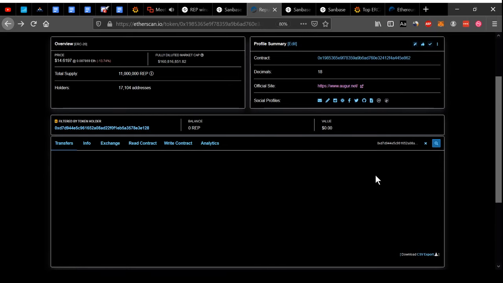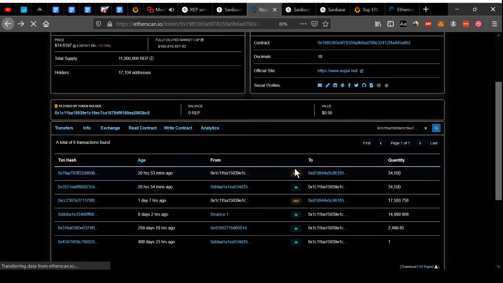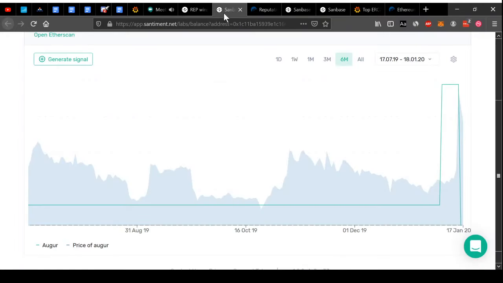But he also sent an additional 34,000 rep, but it only held in his wallet for a minute, so it doesn't show up on our tool, and it doesn't show up in Etherscan's analytics either. So he actually sent around 50,000 Augur to Bitfinex right around the very top.